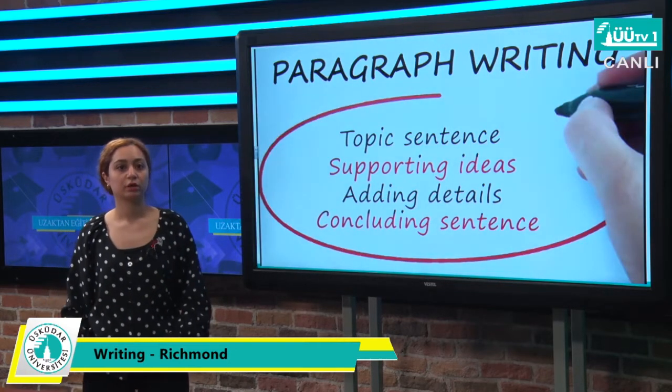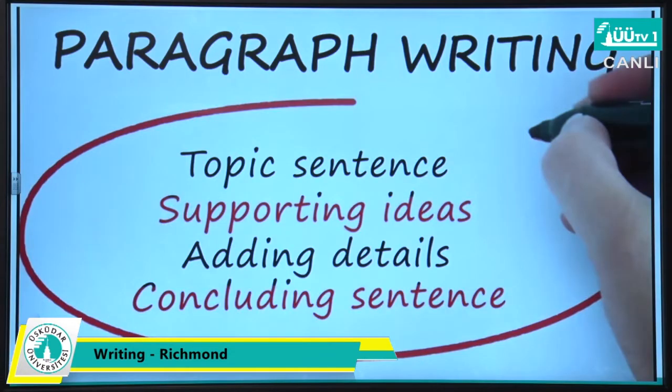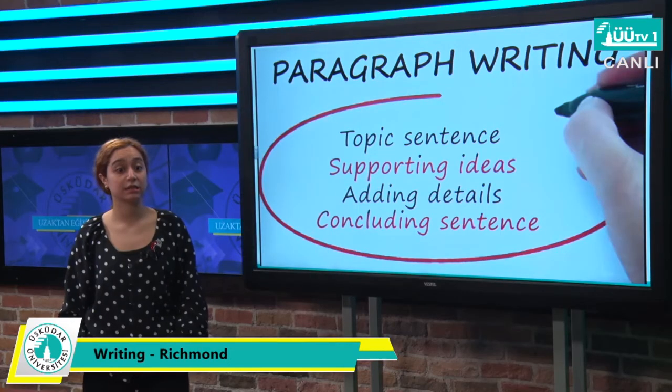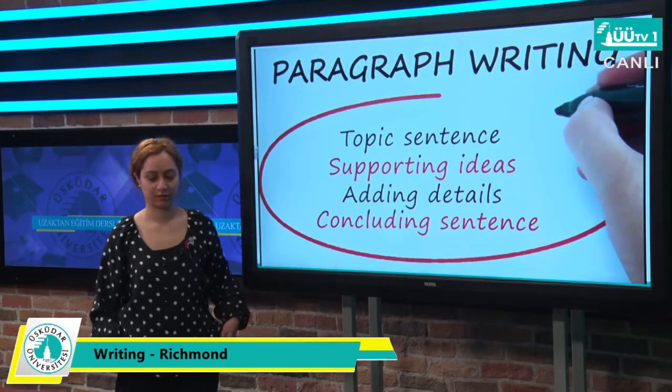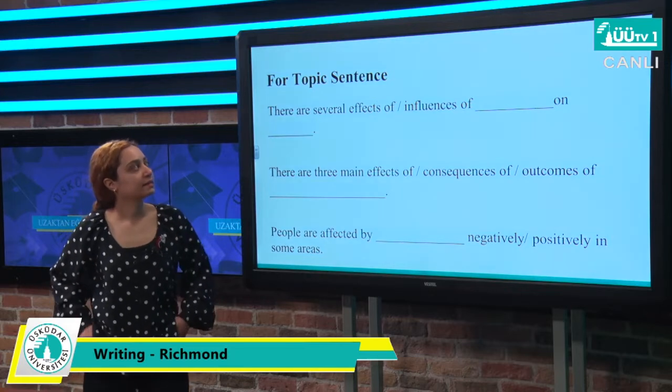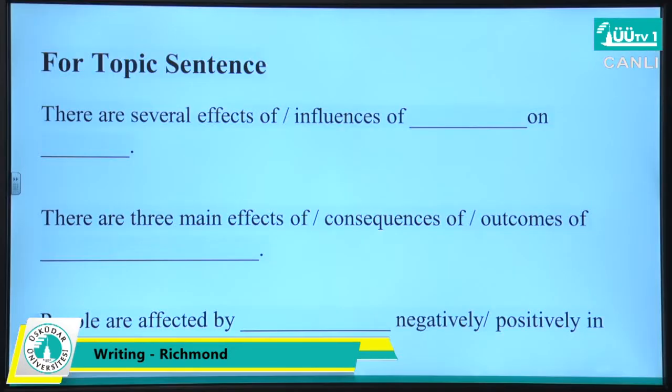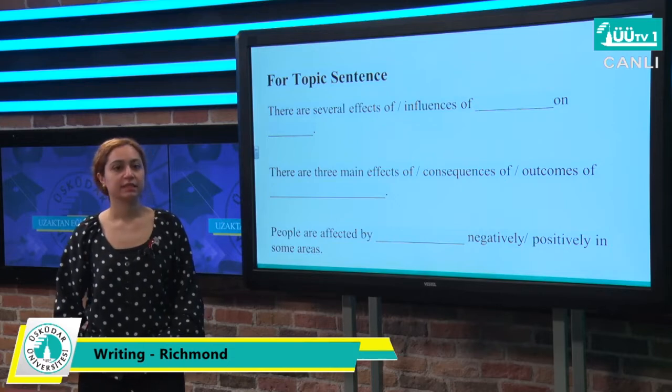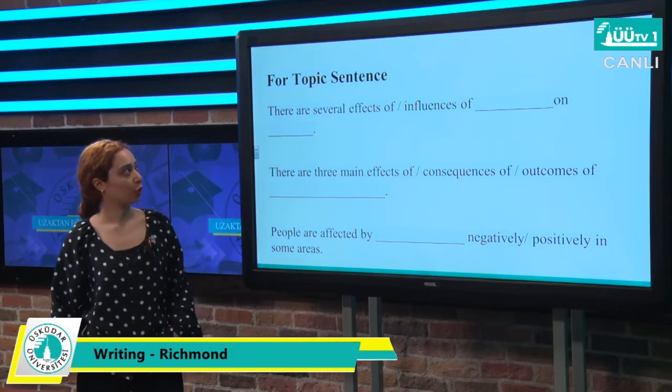So now let's talk about how to actually write a paragraph. We have the topic sentence, we have supporting ideas. We need to add some details to these supporting ideas, and we have the concluding sentence in this same order. Now, let's start with our topic sentence. In the topic sentence, we need to give the general idea, the main idea to the reader. What is our paragraph about? We need to tell this beforehand to the reader. This is what we use topic sentence for.